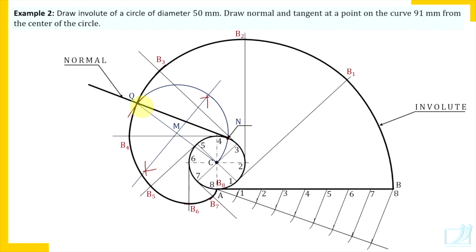And perpendicular to the normal at point Q is the tangent at Q. So set the protractor in this manner, with the straight edge of the protractor at point Q and the axis of symmetry of the protractor along the normal, and draw the tangent. So this is how we have drawn the normal and tangent to the curve.